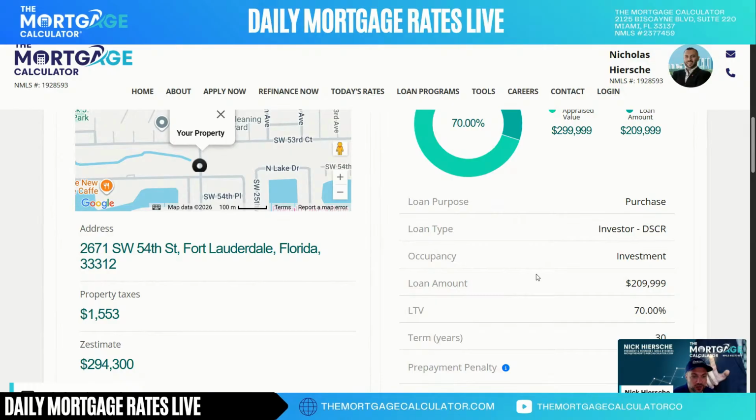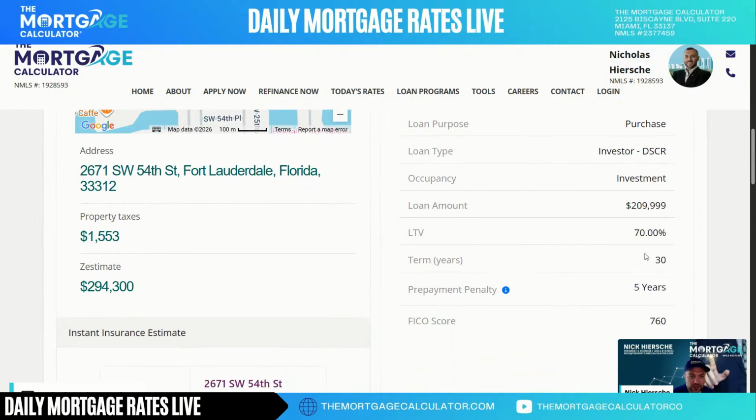We have that exact home set up here. You can see the loan amount, the LTV, the 5-year prepayment penalty, and the estimated FICO of 760. So some pretty amazing options here. There are very few lenders out there that offer this. A unique option for us to find.